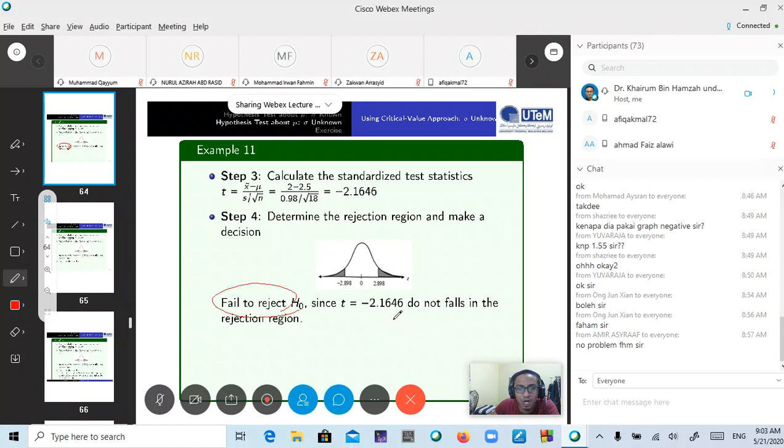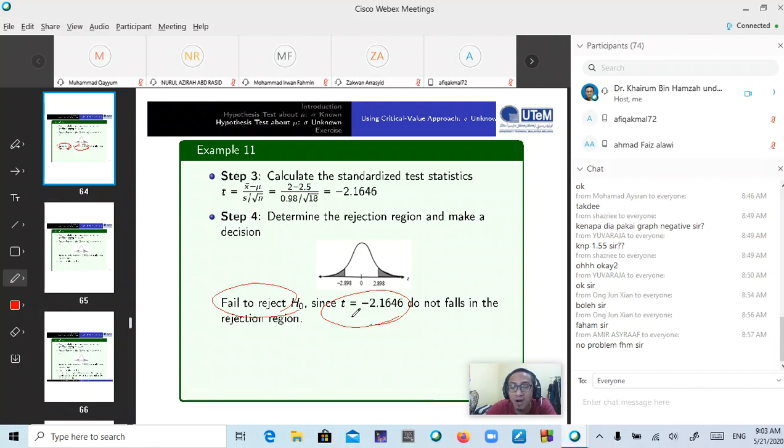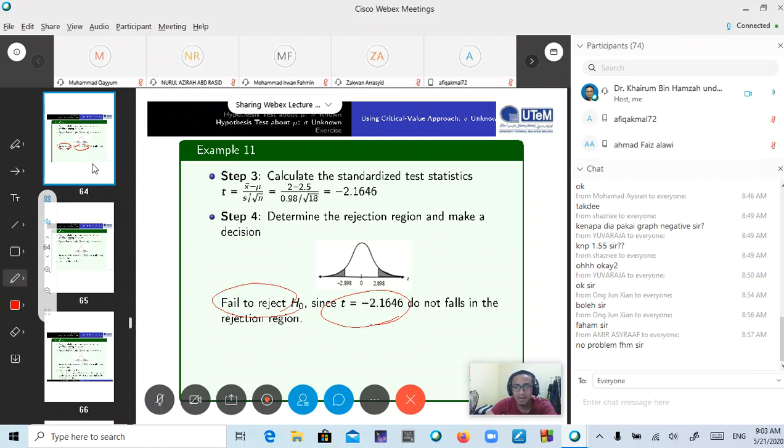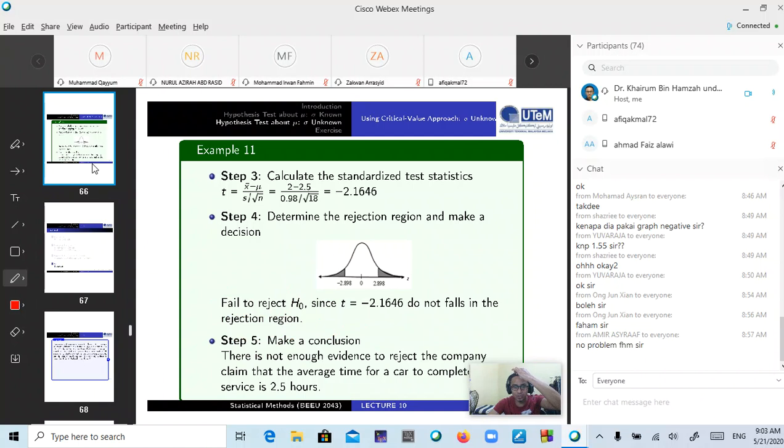Kenapa fail to reject H naught? Because T equal to negative 2.1646 do not fall on the rejection region. Okay? Boleh faham tak? Faham kan? Okay, so you boleh buat conclusion. There is not enough evidence to reject the company claim that the average time for a car to complete its service is 2.5 hours.